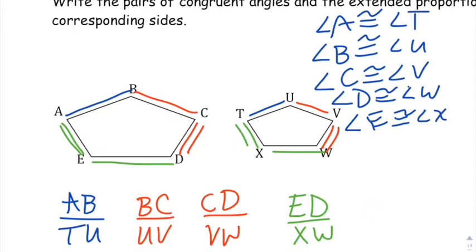So we have AE and then TX. So those ratios, what it means to be proportional, it means all of these ratios need to be the same. Every single one of them. That's what it means to be proportional.